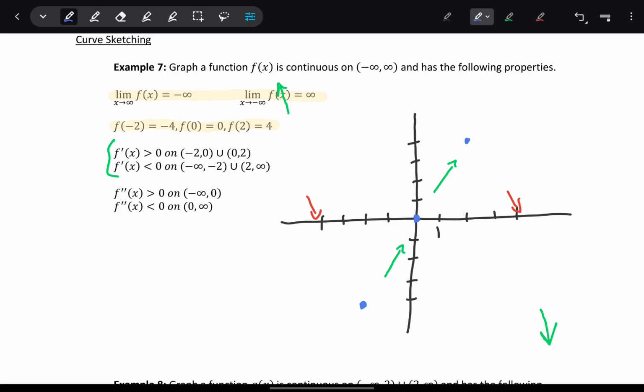It's starting to take shape, but the next piece we need to know is how our function is curving from point to point. And we can do that using the second derivative, that information about concavity. Our function is going to be concave up from -infinity to 0, so our function is going to be doing something like this. And our function is going to be concave down from 0 to infinity, so our function needs to open down.